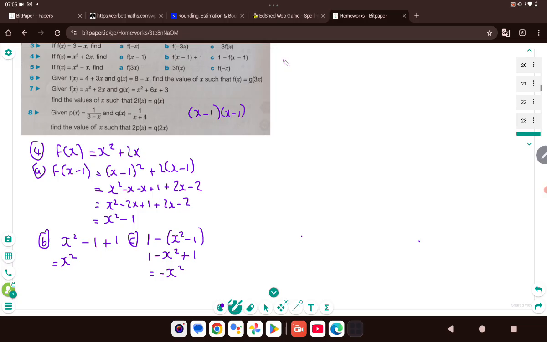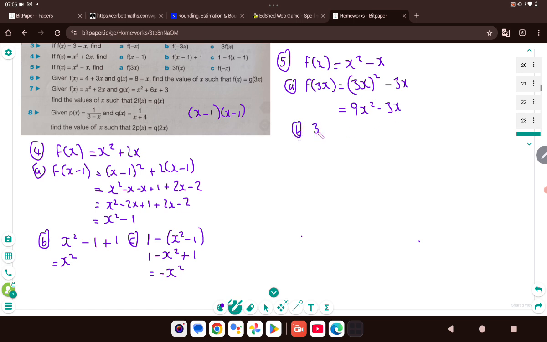Question 5. We've got f of x is equal to x squared minus x. Work out the f of 3x first. Replace my x with 3x. 3x squared. Don't forget to square everything.